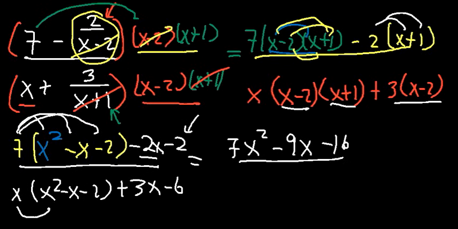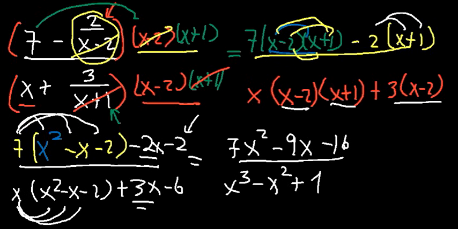X times x squared, that's x cubed. X times negative x is negative x squared. And x times negative 2, that's negative 2x plus 3x. Negative 2x plus 3x is 1x. And then minus 6. So that's the final answer for that particular expression. So that one was a harder example.